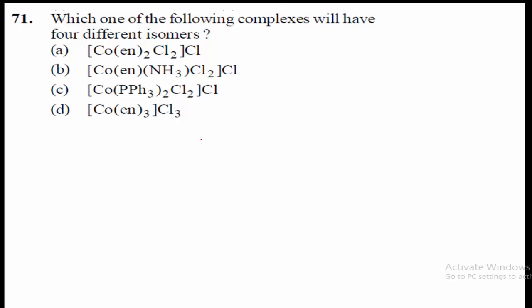Next, 71st. Which one of the following complexes will have 4 different isomers? Among these, 4 complexes are given. Which one will show 4 different isomers?